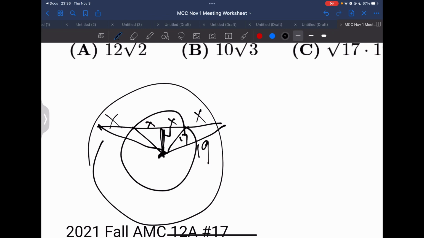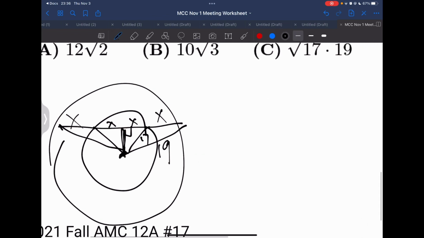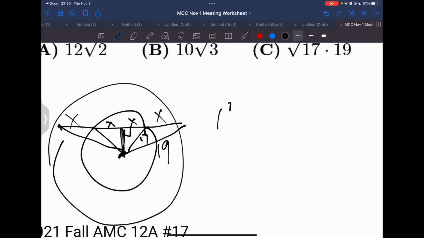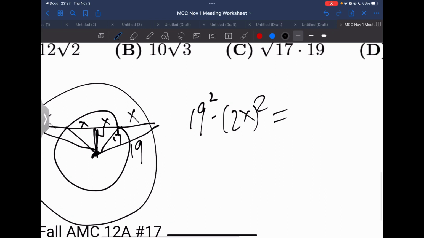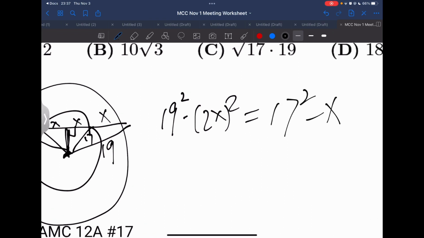And we find out that in this triangle and this triangle, they share a side, which is this one. And now we can apply the Pythagorean theorem: 19 squared minus 2x squared should be equal to 17 squared minus x squared. And we just solve for x.